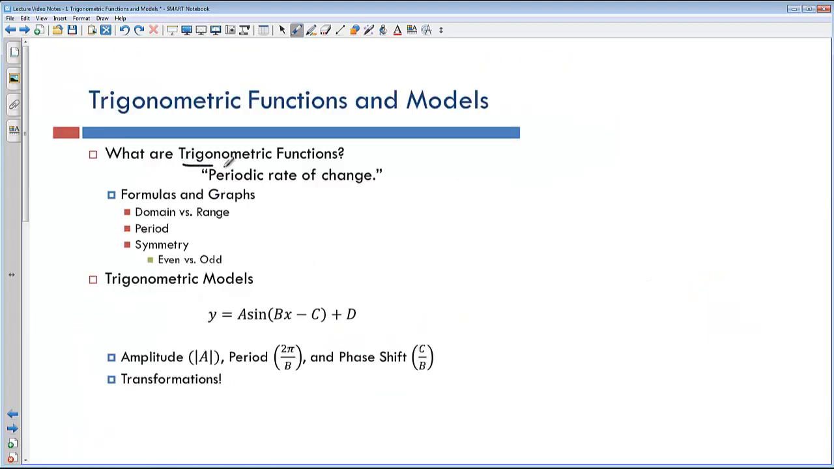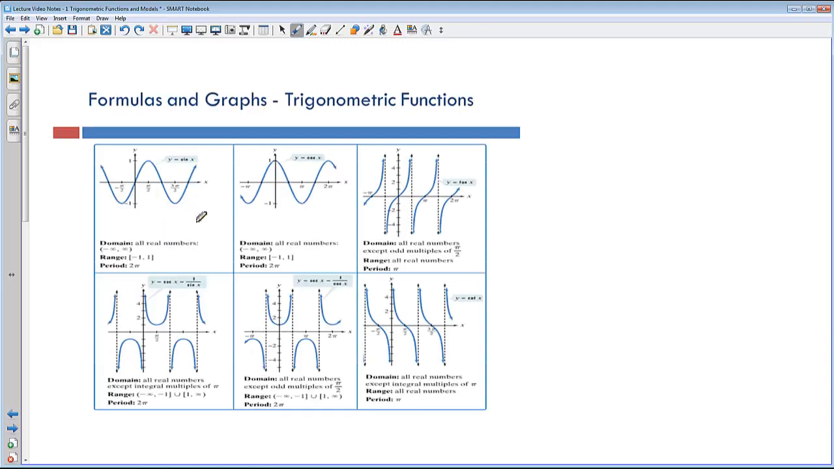So what are trigonometric functions? They're basically functions with periodic rate of change. Let's take a look at a bunch of them, and we can then talk about their domain, range, period, symmetry, and even versus odd functions. Here are all the trigonometric functions. It may be a little hard to see on the screen, but you can look at your paper. Here's the sine of x, which we just did. The domain is all real numbers, the range is -1 to 1, including the endpoints, and the period is 2 pi.